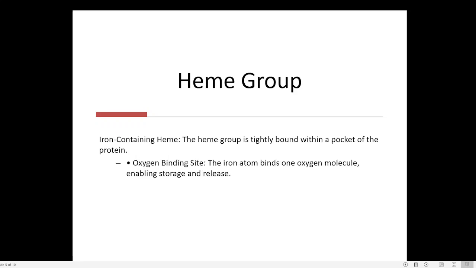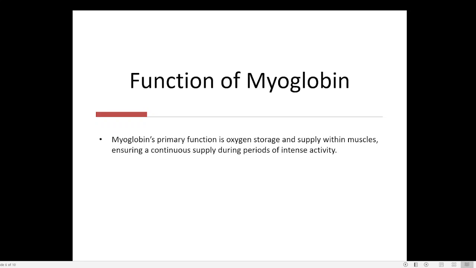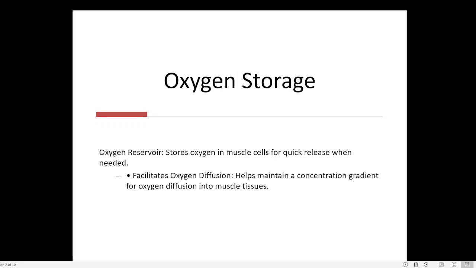The main function of the myoglobin, here you can see, is storage and supply. Myoglobin is mainly found in muscles, and it ensures a continuous supply. For example, when you are running, you need a lot of energy, a lot of oxygen. That oxygen is mainly supplied by myoglobin, not by hemoglobin. So that is the main function of myoglobin: to provide a continuous supply of oxygen during periods of intense activity. That is the primary function.